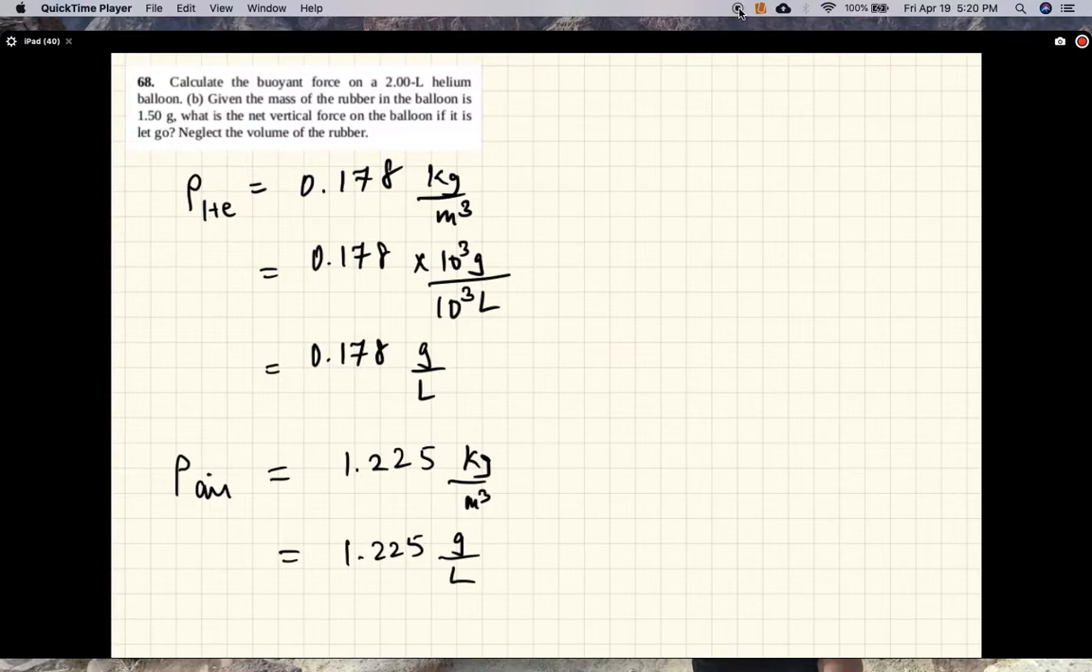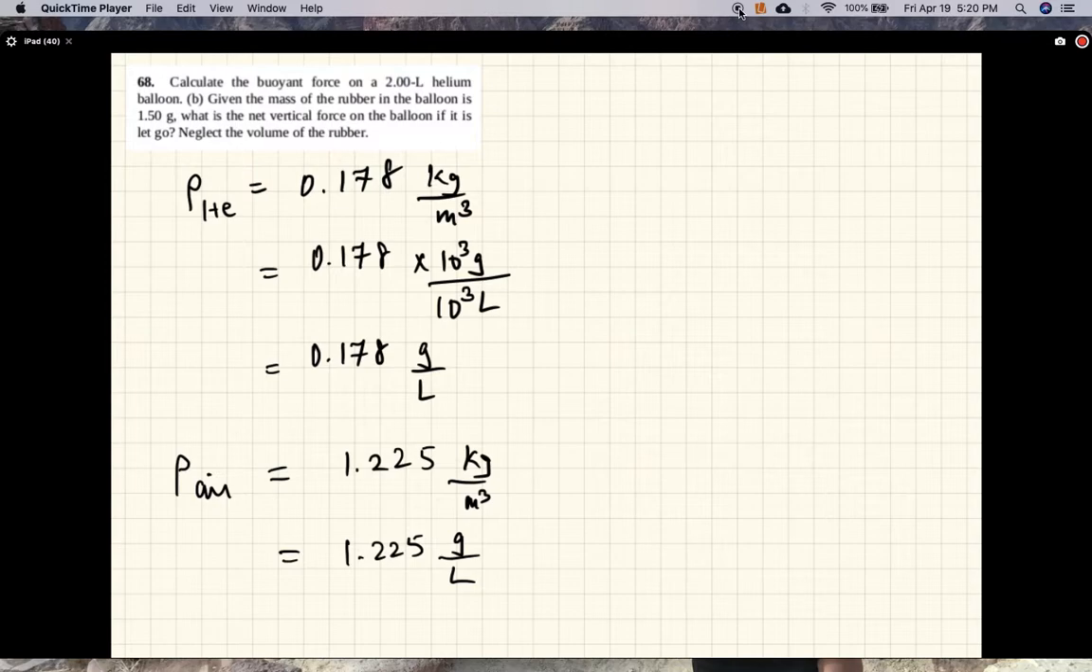All right, let's look at this problem. Calculate the buoyant force on a 2-liter helium balloon. Given that the mass of the rubber in the balloon is 1.5 grams, what is the net vertical force on the balloon if it is let go? Neglect the volume of the rubber.